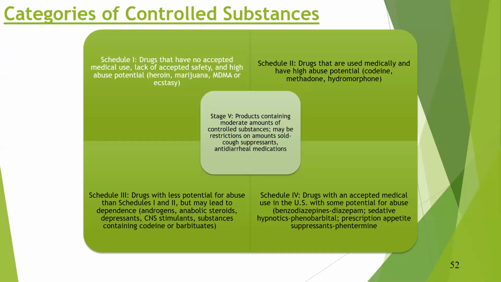Schedule 4 are drugs with an accepted medical use in the US, but also some potential for abuse. And then Schedule 5, these are products containing moderate amounts of controlled substances. There may be restrictions on amounts sold. This could be cough suppressants or antidiarrheal medications.